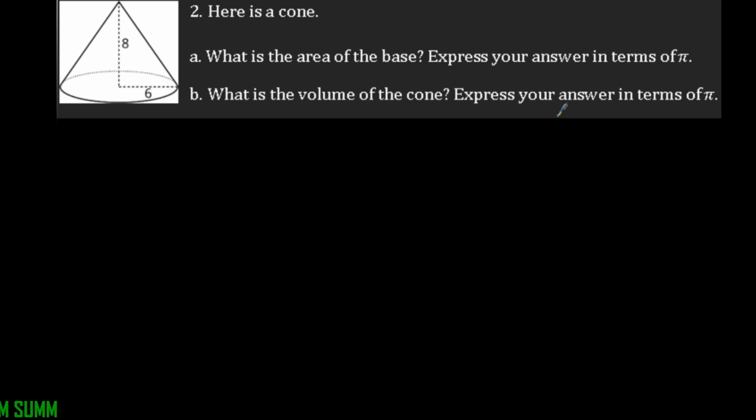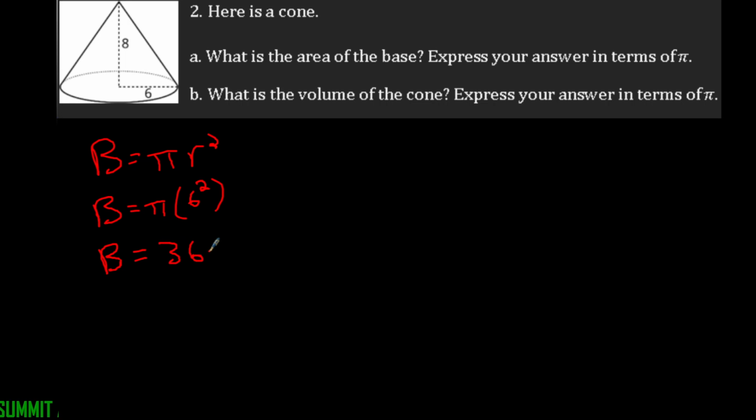All right, and at the very bottom it says here's a cone. It says what is the area of the base? Express your answer in terms of pi, and then what's the volume of this cone? And leave your answer in terms of pi as well. So let's find the area of this base. Big B is equal to pi times the radius squared. So big B is equal to pi times 6 squared, which is the same as 36 pi units squared since we're talking about area. So that's going to be the area of that base.